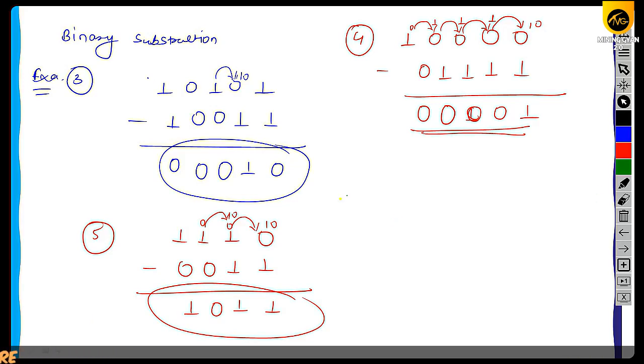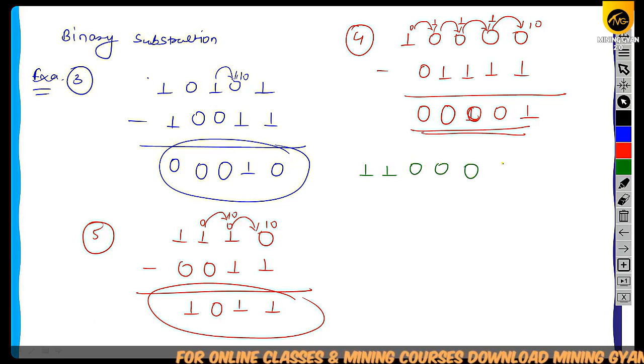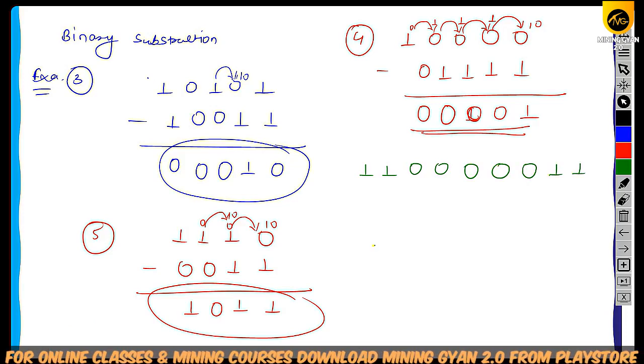Okay, let's do bigger digits, like suppose 1 1 and 0 0 0, again 0 0 1 1. Okay, now 1 0 1 1, again 1 1 and 0 0. Suppose this is the last example of subtraction, example number 6.